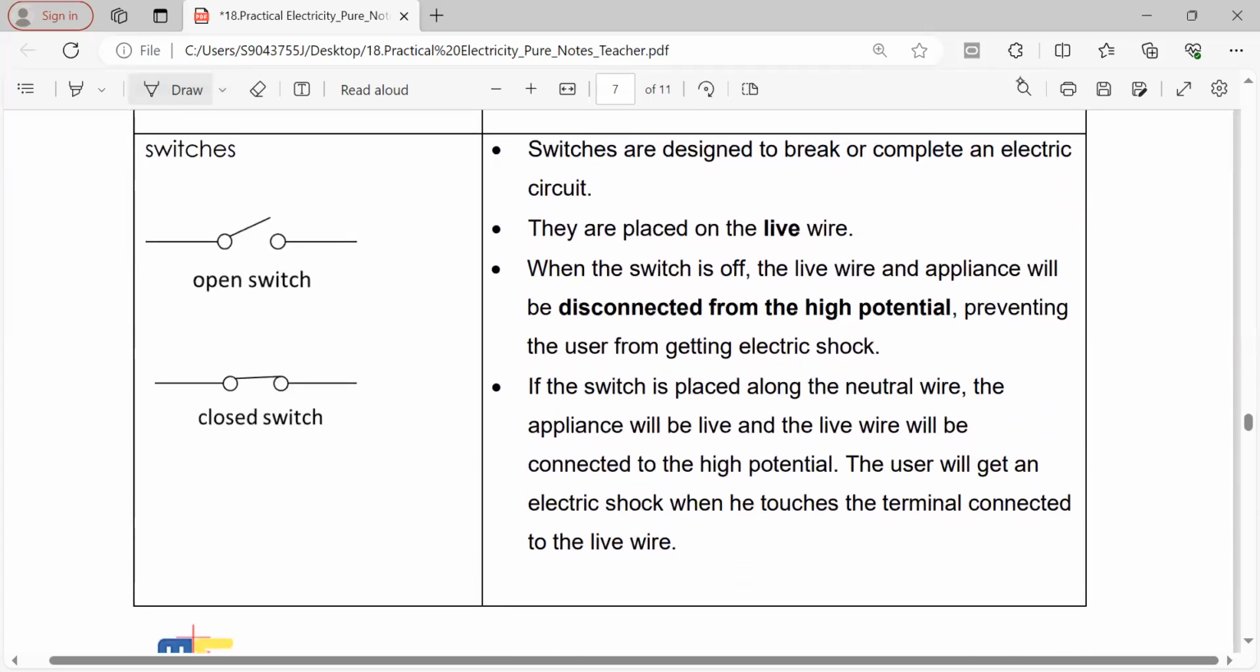Okay, next you have switches to break the circuit whenever the appliance is not being used. Remember, they are also placed on the live wire. So when you open the switch, the live wire and appliances are disconnected from the high potential. The electrical symbol, how to draw a switch, is just like a circle. Okay, you can also draw it this way, with a complete black dot. This is an open switch. This is a closed switch.